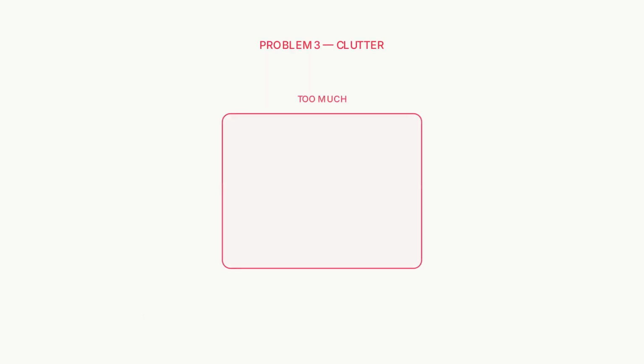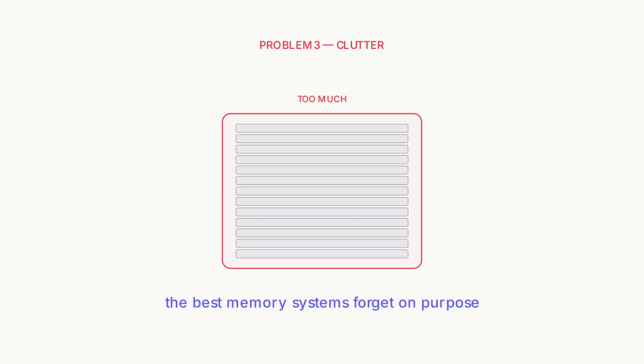The third we've met before, clutter. Remember too much and you drown the important in the trivial. The context rot from my agentic and context engineering videos applies here too. The best memory systems forget on purpose. Letting go of what no longer matters is not a bug, it's a feature.